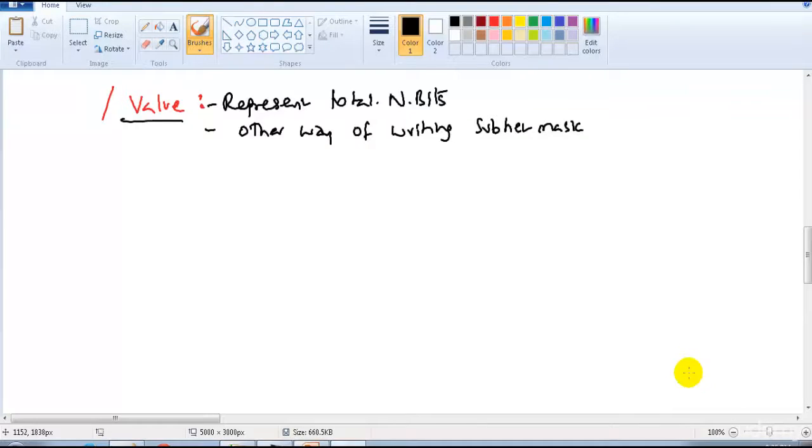Okay, now in this section we'll be discussing something called slash value. Now, slash value represents total network bits. It's another way of writing your subnet mask information, or providing subnet mask information in documentation and things like that.